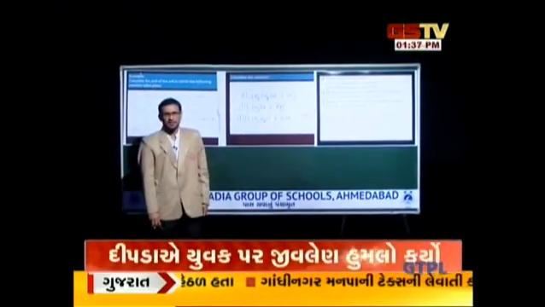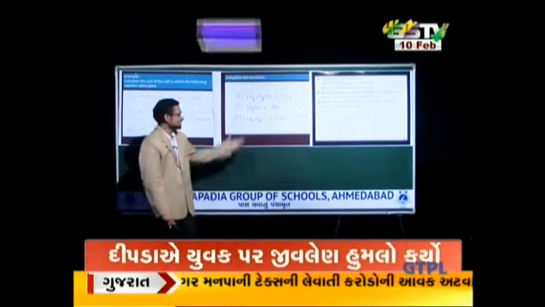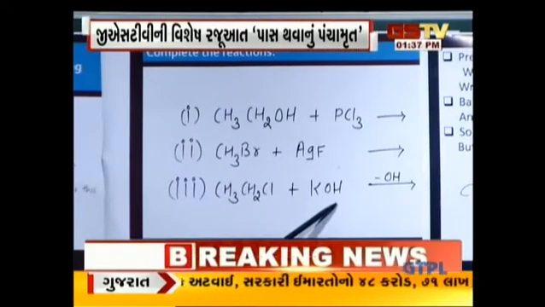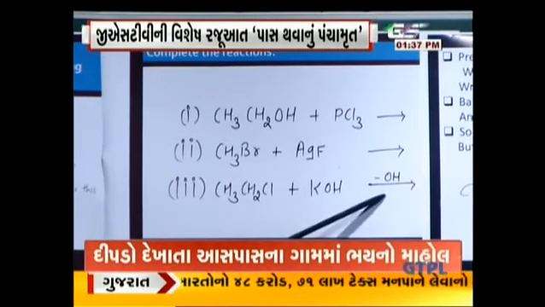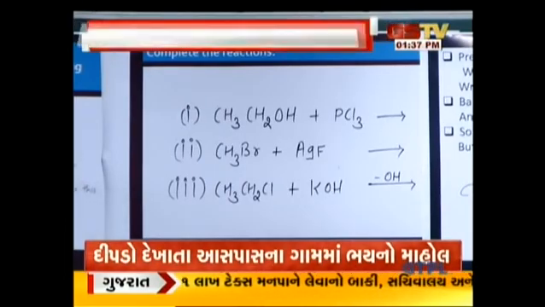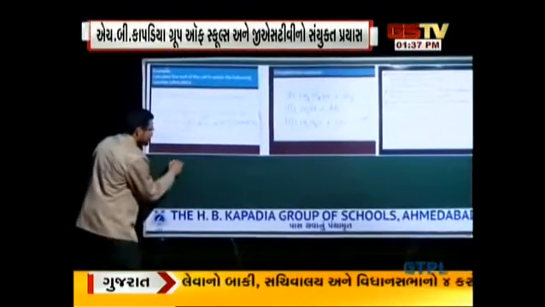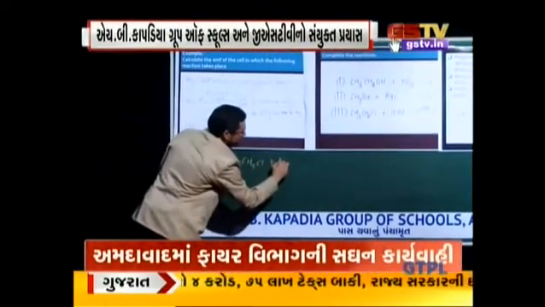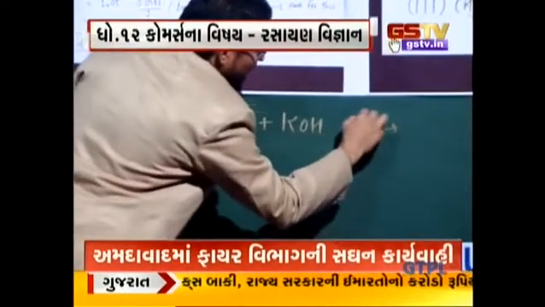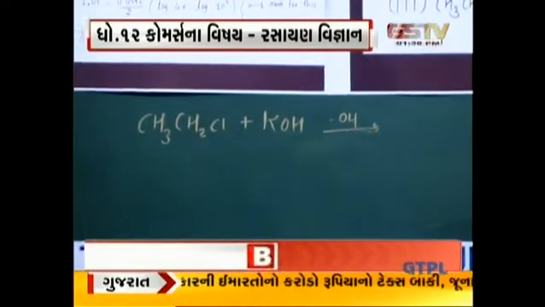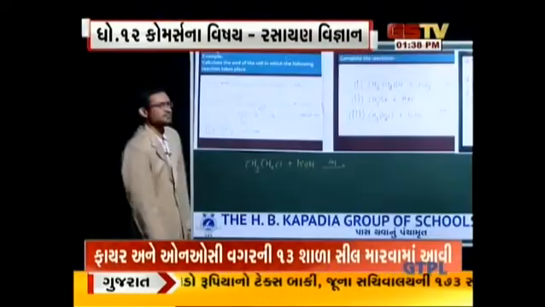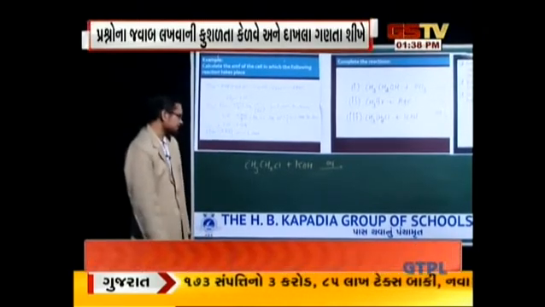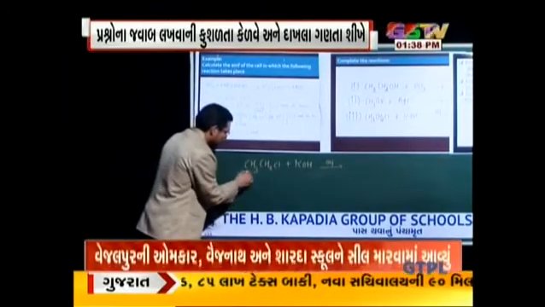Welcome back, students. After the break we will continue with our last reaction, CH3CH2Cl plus KOH in the presence of alcohol. If we solve this equation, by watching this reaction, you can say that it's a beta elimination reaction. So how can we say that this is a beta elimination reaction? Because we have a beta carbon here.